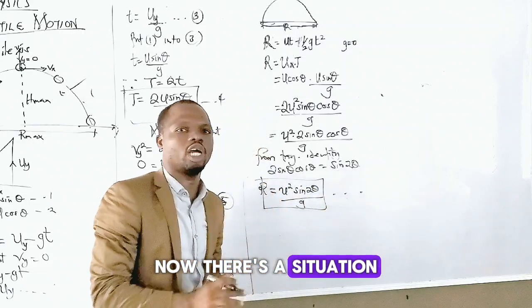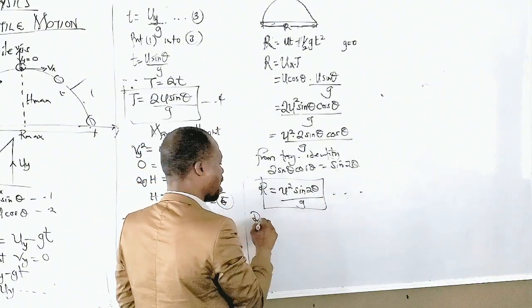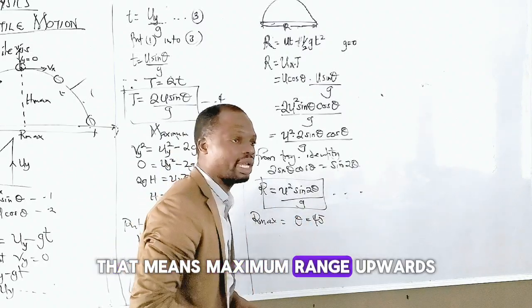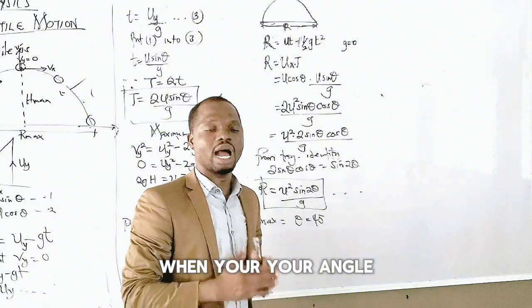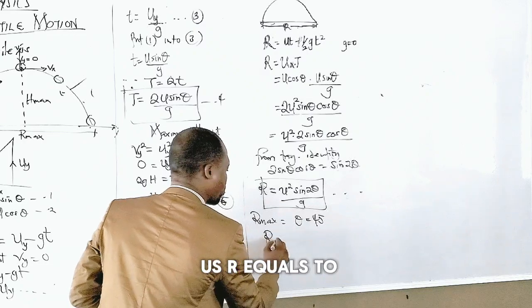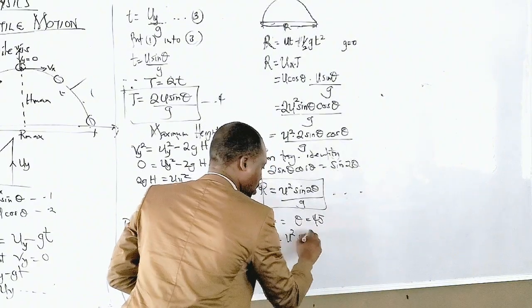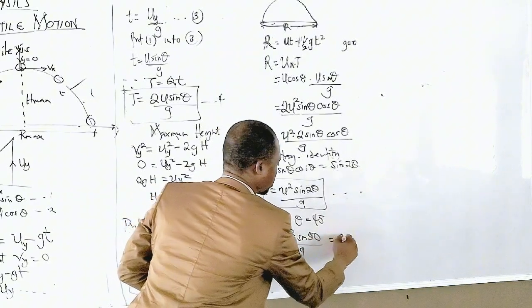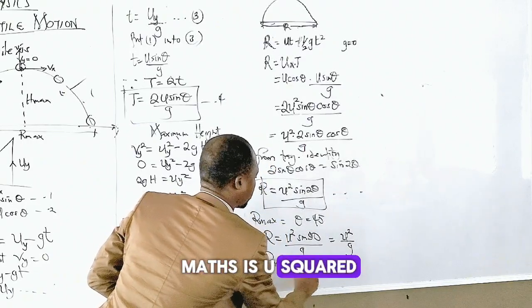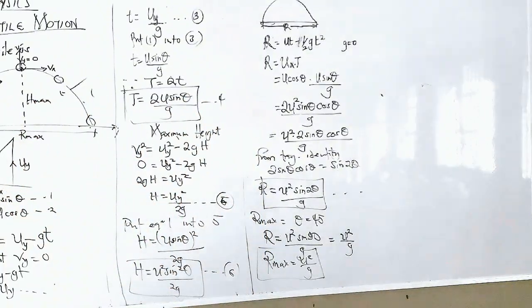Now there is a situation when you may be asked, what is the maximum range? The maximum range, R max, is got when your theta is 45 degrees. That means maximum range happens when your angle of inclination is 45. Note it. So this will give us R equals u squared sin 90. Sin 90 is what? 1. Are you following? So this will give us u squared over g. So the formula for R max is u squared over g. That's how to derive all the equations of projectile motion.